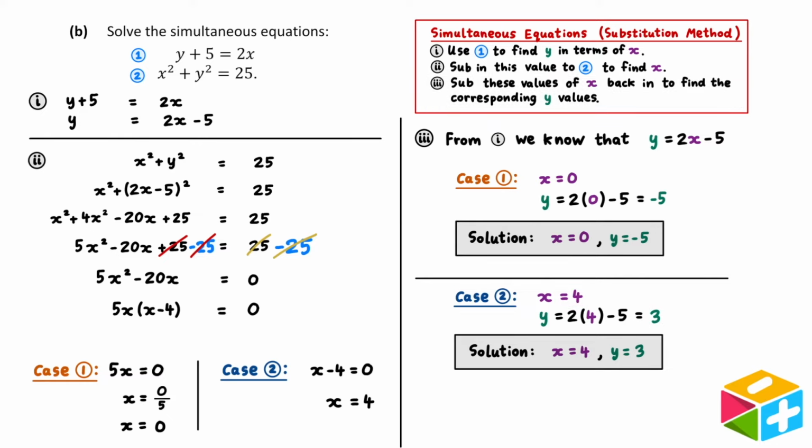Our final answer consists of two solutions. X equals 0, y equals minus 5, and x equals 4, y is equal to 3.